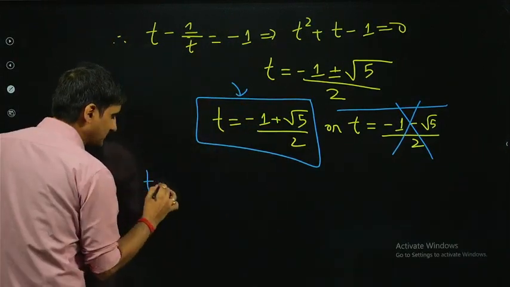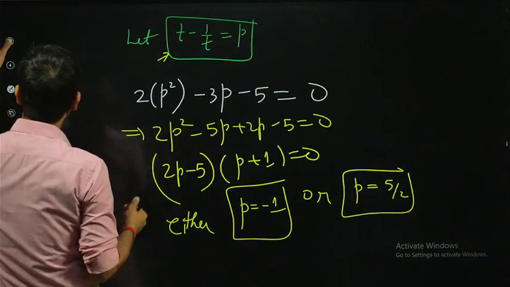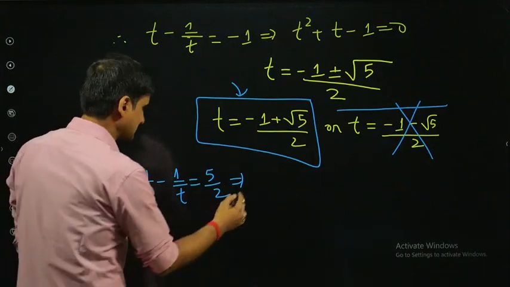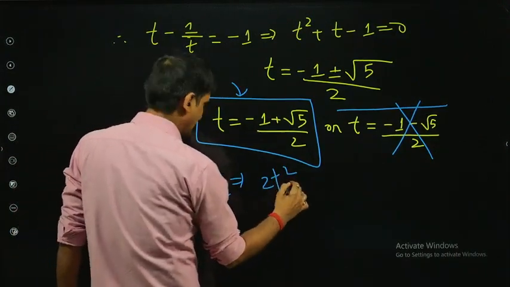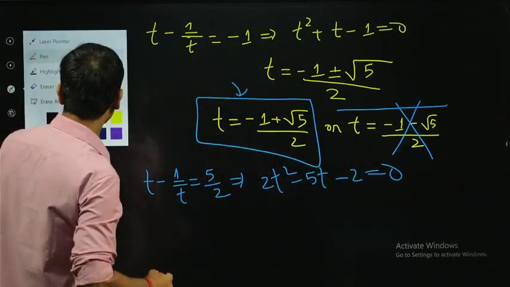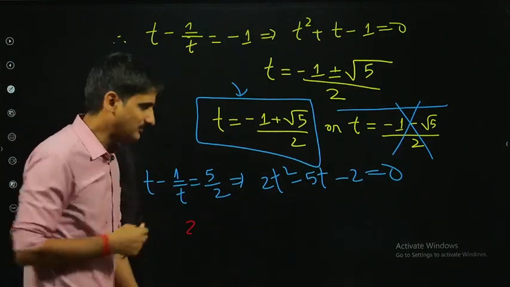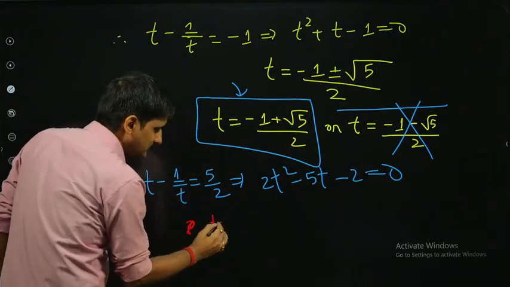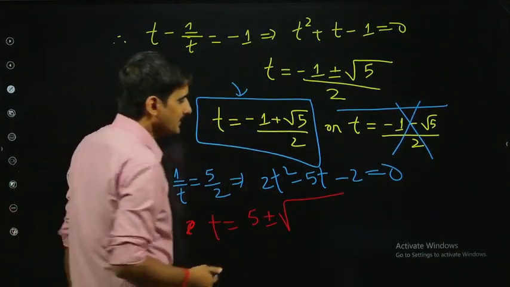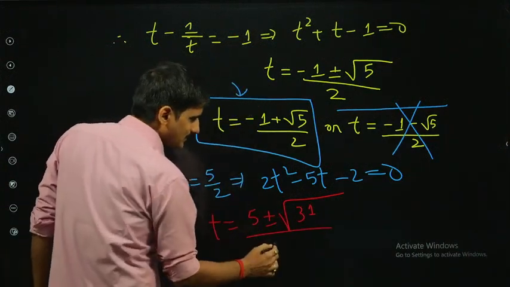Now the second possibility is t minus 1 by t is equal to, what was that? So another value is 5 by 2. So if we take LCM, I think we will get 2t square minus 5t minus 2 equal to 0. Now that's easily factorizable? So 2t square, is that so? No, it's not. Okay, so let's write it. So t is equal to 5 plus minus under root of b square, 25 minus 4ac. So 4 4 16. It's I think 31 by 4.